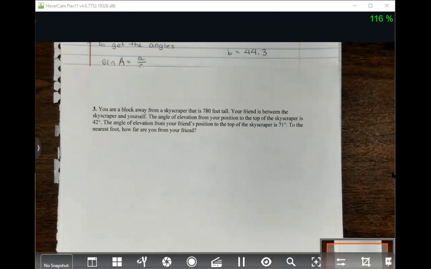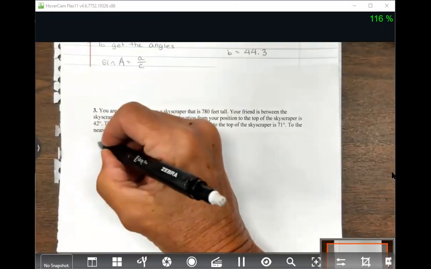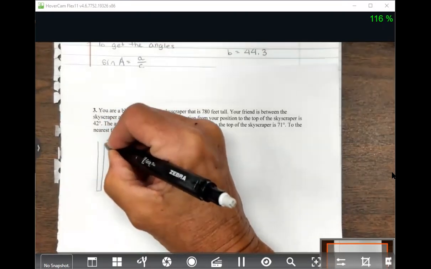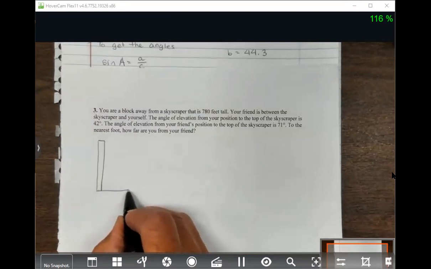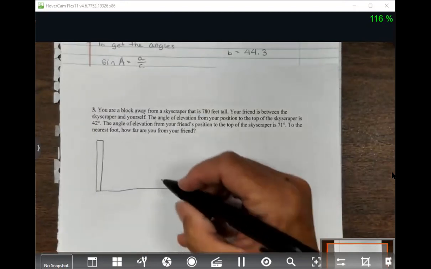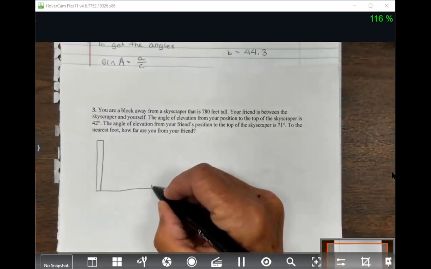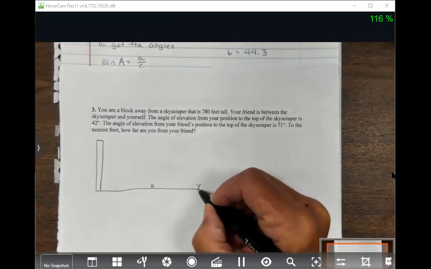So we're going to draw a skyscraper. Then we're going to draw 2 people that are separated by a distance, and the angle of elevation from each person to the top of the skyscraper. And then we're going to figure out how to find the distance between them. The skyscraper is going to look a lot like a lighthouse, but without the little pointy thing on the top. There's the ground. This is your friend. This is you.